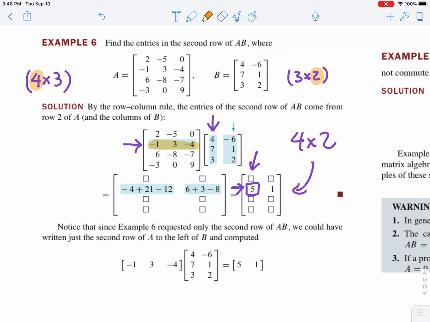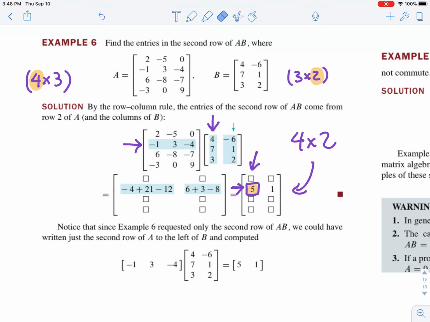And so then what do we do? Well, we do exactly this highlighty thing. So I want to find the entry in the second row in the first column of my output matrix. I'm going to look at these numbers and I'm going to combine them. And when I do that, I multiply. I do -1 times 4, 3 times 7, -4 times 3, and I add them together and I get 5. And that's what's going there.